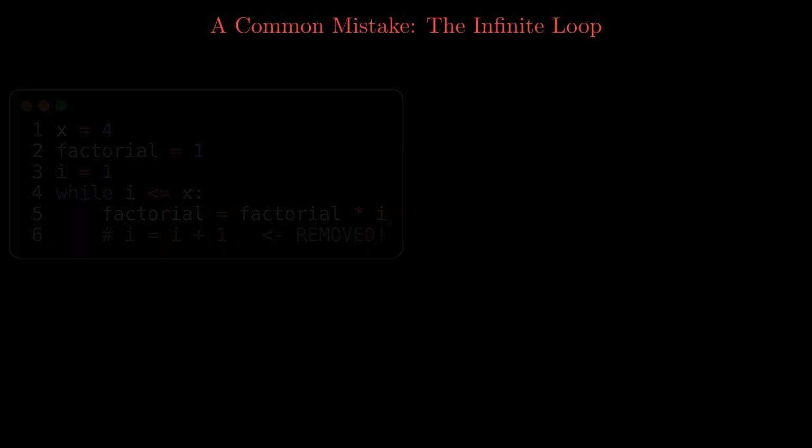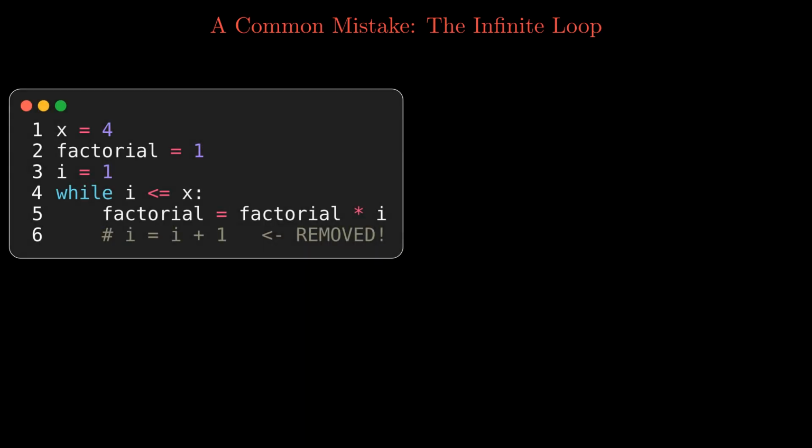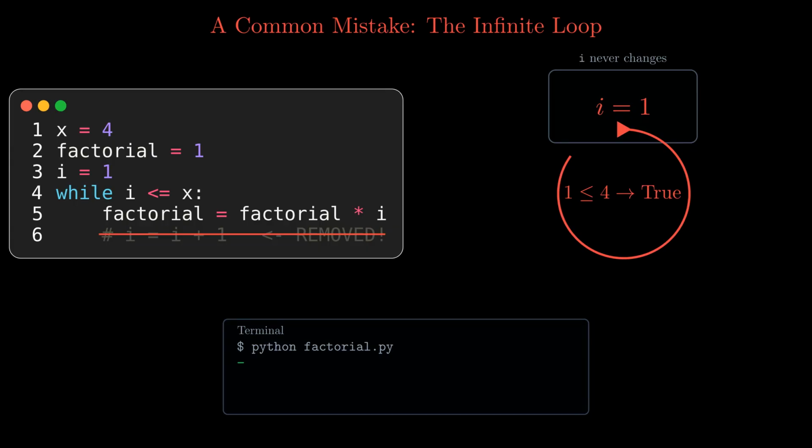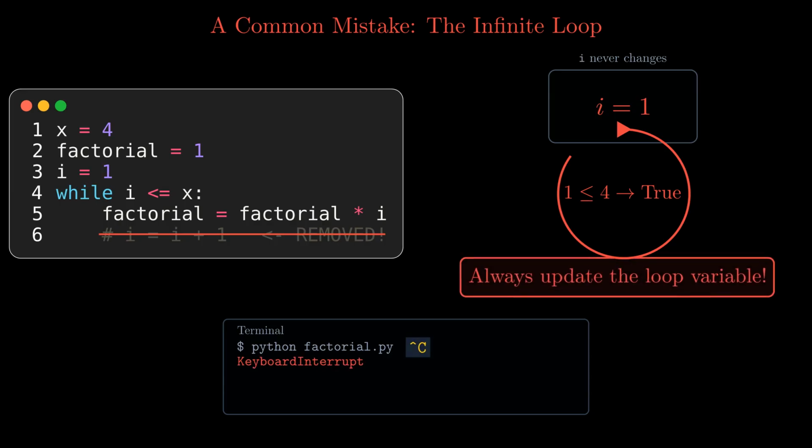A common mistake, forgetting to update the loop variable. If we remove the line where i increases by 1, i stays at 1 forever. The condition, 1 less than or equal to 4, never becomes false. The loop runs endlessly and the program appears to freeze. You must manually stop it, pressing Ctrl+C in the terminal. Always verify your loop makes progress toward making its condition false.